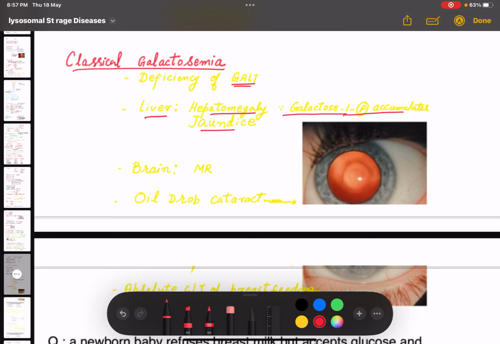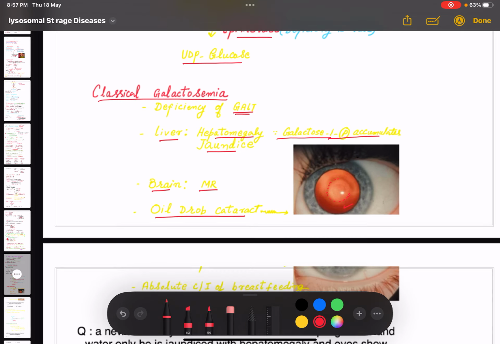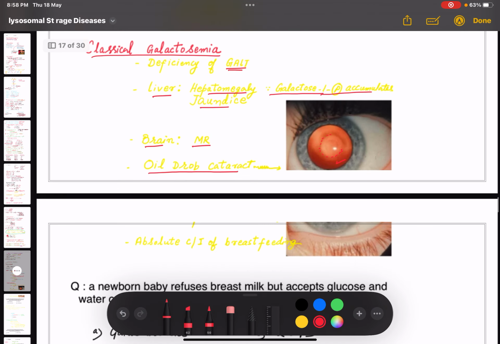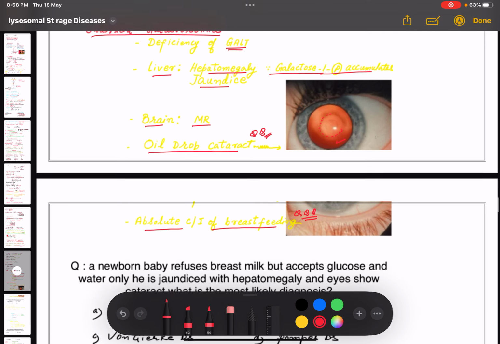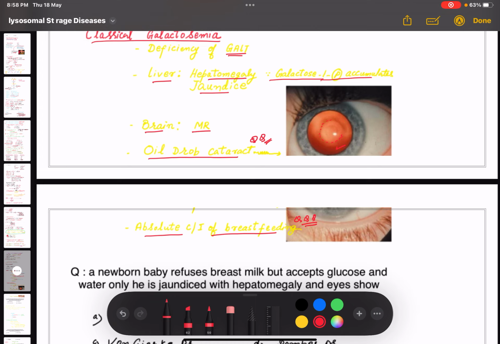Also, it can accumulate inside the brain. The patient will have mental retardation, and it can accumulate inside the lens, and the patient will have oil drop cataract. You can see this is the oil drop cataract image, which is very important. And this galactosemia is an absolute contraindication for breastfeeding, which is a repeatedly asked question in the FMGE. Don't forget this. This is the absolute contraindication for breastfeeding. Why can the mother not breastfeed the baby? Why?